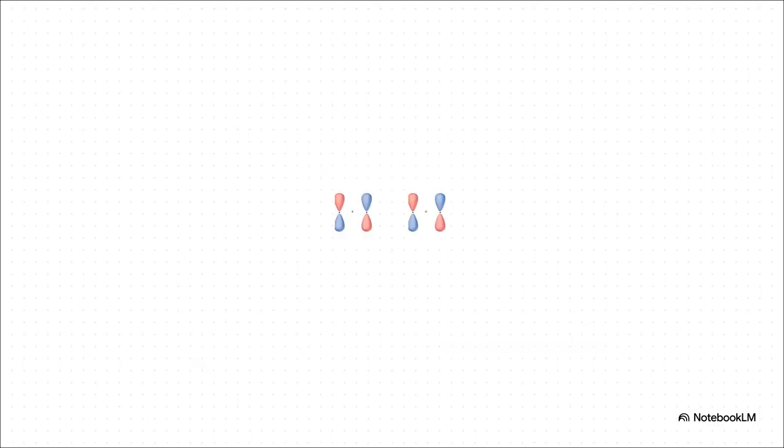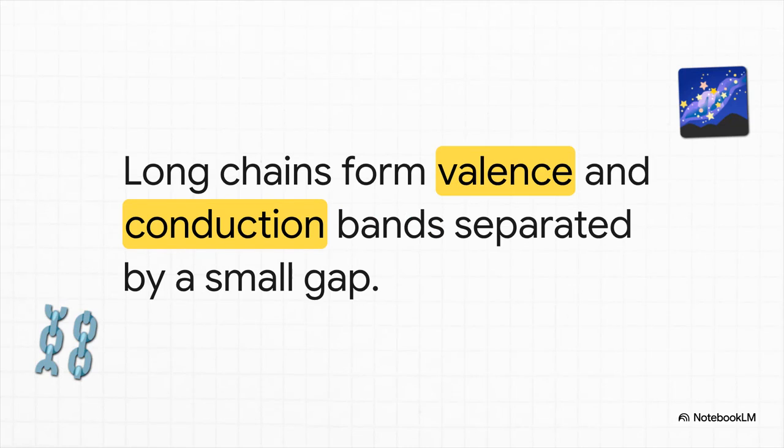Because of those strictly alternating bonds, the unhybridized p orbitals on adjacent atoms physically overlap with one another. And quantum mechanically speaking, this overlap creates highly extended, delocalized electronic states. The electrons aren't confined to a single atom anymore, they're suddenly shared across an extended network. And here is where the real magic happens.